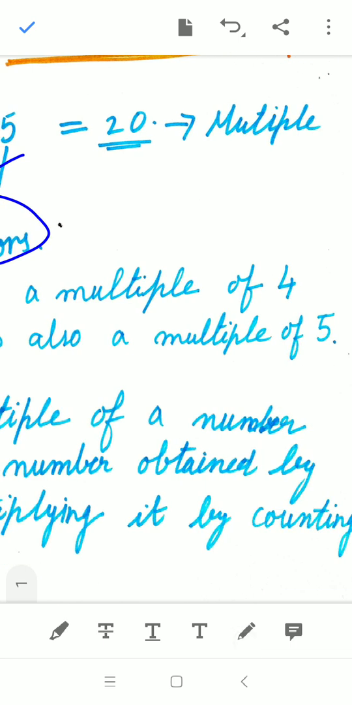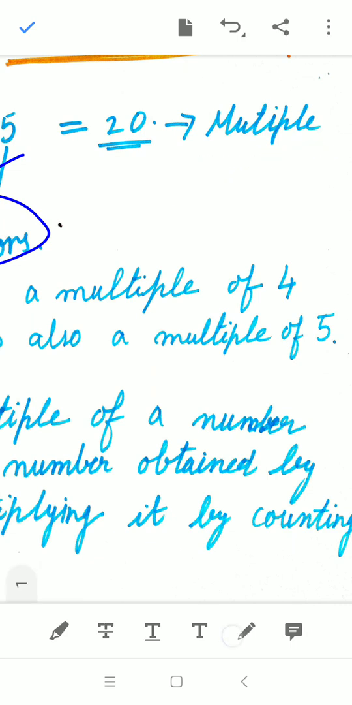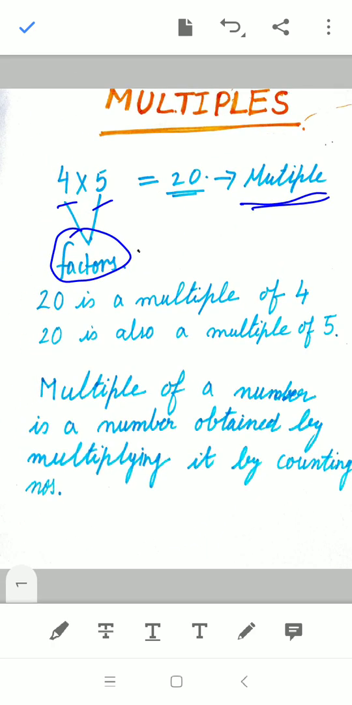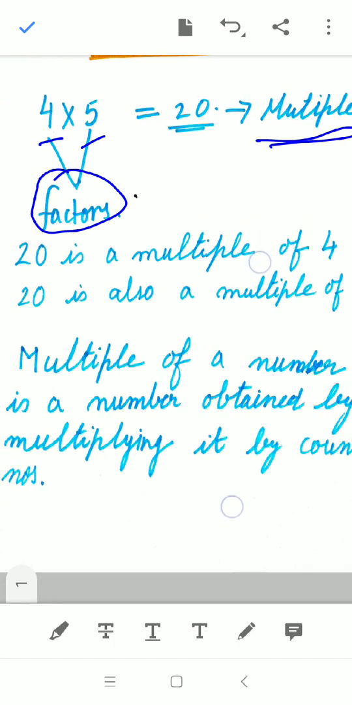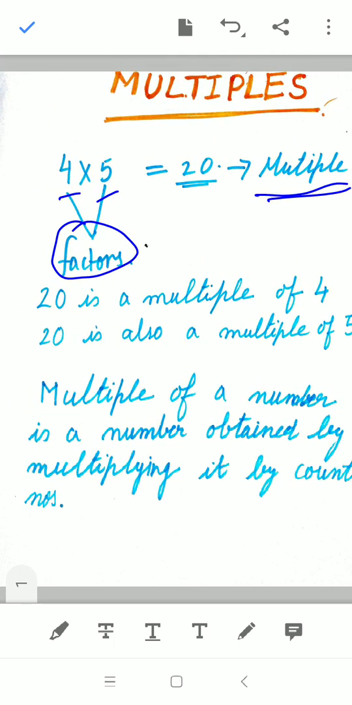When we multiply two numbers, we were knowing the result as the product. Now this is also a multiple. So we can say that 20 is a multiple of 4 and 20 is also a multiple of 5. Now in simple words, a multiple is a number obtained by multiplying it by counting numbers. Counting numbers are 1, 2, 3, 4, 5, 6, 7, 8.